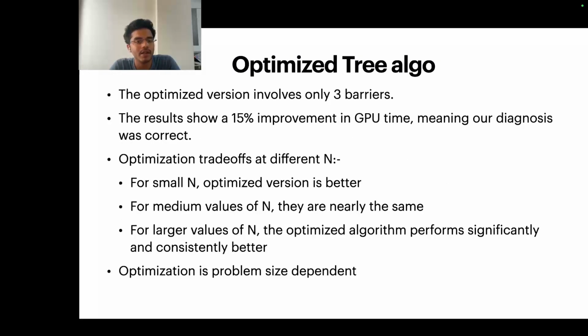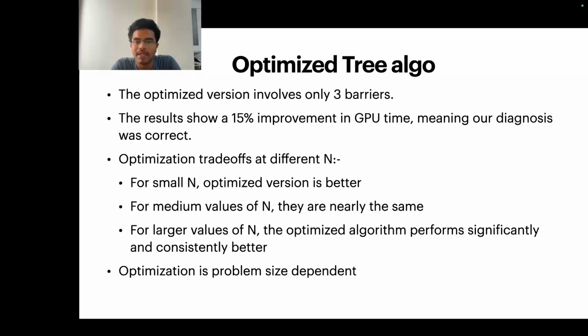Here comes the optimized tree algorithm. You have only three barriers. This shows a 15% improvement in GPU time, which means our diagnosis was correct. At different values of n, you have different trade-offs. For small n, the optimized version works well, and for medium values of n, we have a more compute-intensive workgroup. Each pipeline stage is much more intensive, and because of that, the synchronization is heavy.